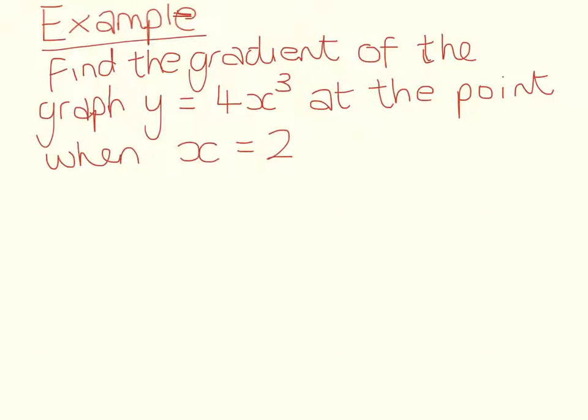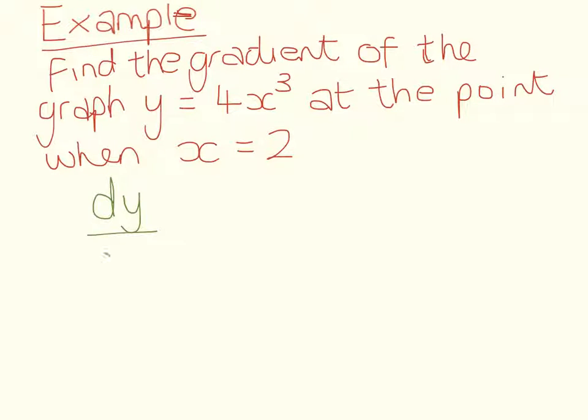Okay, so let's look at an example here then. If we want to find the gradient of the graph y equals 4x cubed at the point when x equals 2. What they're saying is if we were to draw the tangent to this graph at x equals 2, what would be the gradient of that tangent, that line that we draw at the graph? So first of all, as soon as gradient is mentioned and you've got a curve or a graph, that should be telling you that what we're going to be finding is dy by dx.